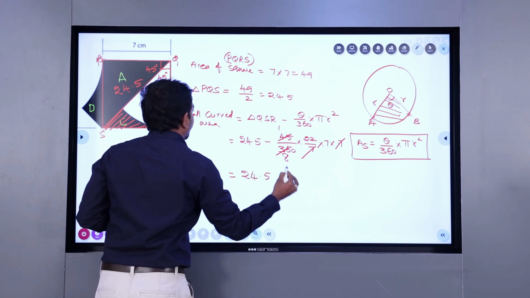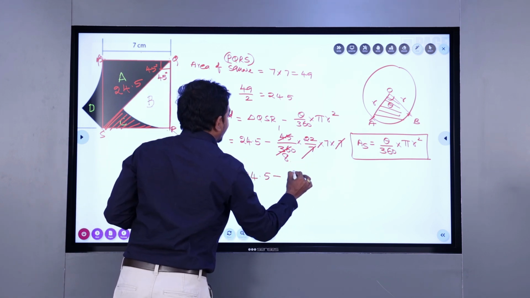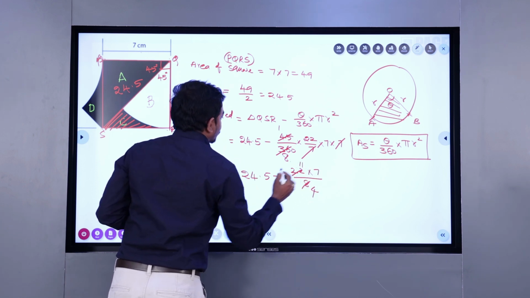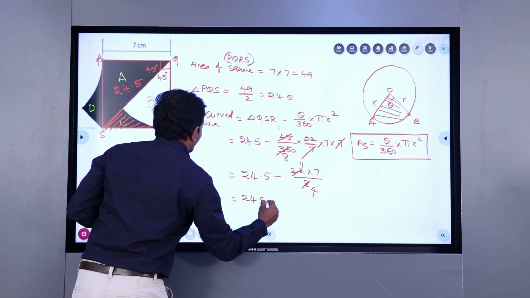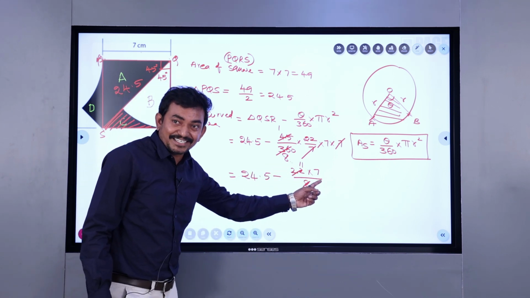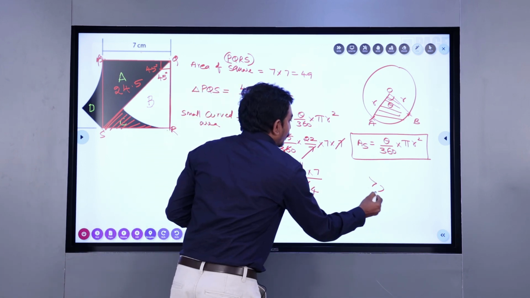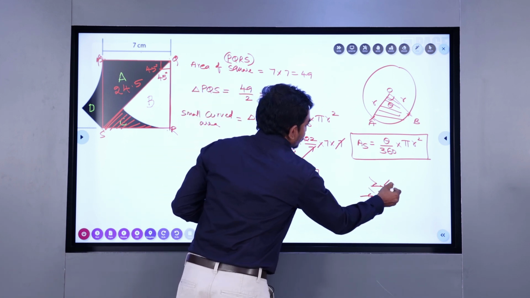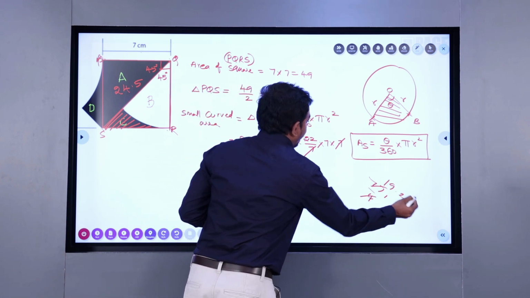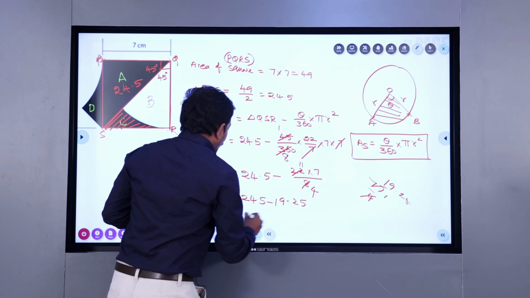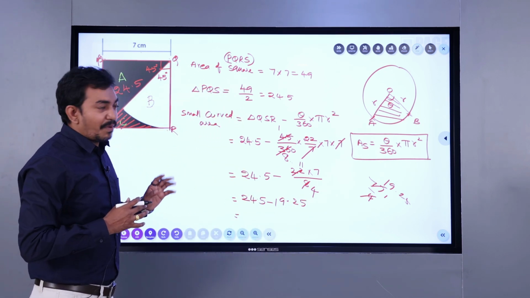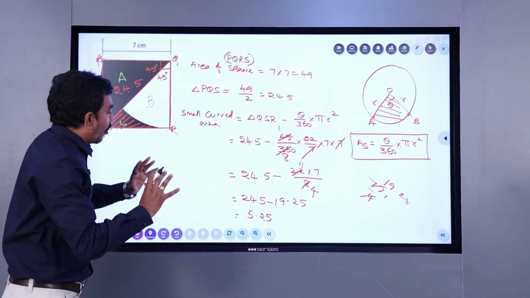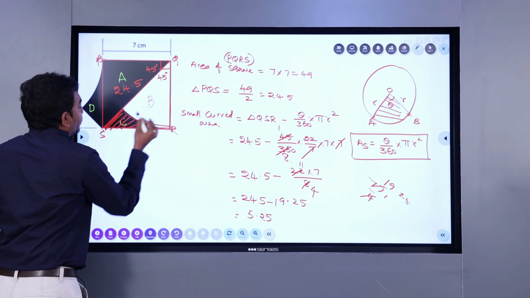This is 24.5 minus 22 into 7 by 8, right? 22 into 7 by 8. So 2 goes 4 times, 2 goes 11 times in this. This is 24.5 minus 11 into 7, which is 77. What is 77 by 4? It is 19.25, guys. 19 4s are 76, one remainder, it is 25, 19.25. So what is 24.5 minus 19.25? That is 5.25. Now we got this shaded area is 5.25.